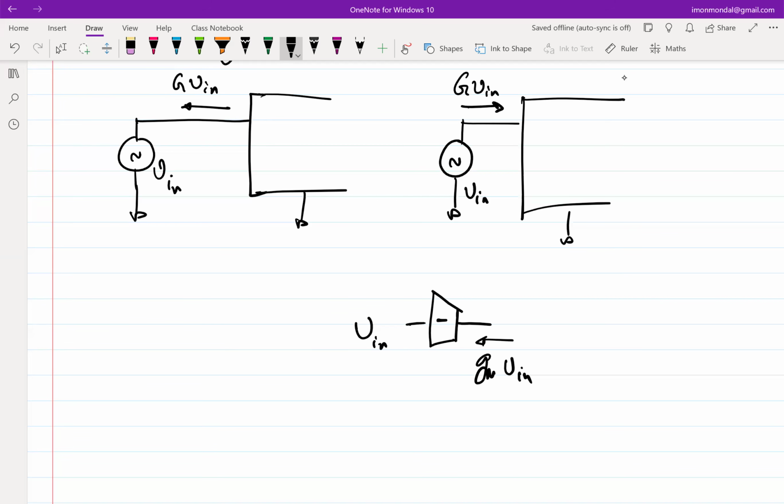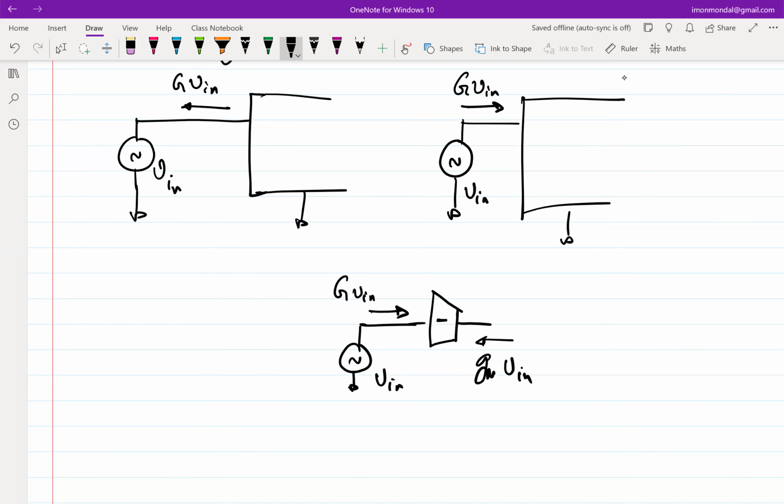So when we say that I want to get an impedance of G, if I put an incremental voltage source here, V in, the goal is to get a current in this direction which is equal to G times V in. This is the goal, right? So obviously this goal is not satisfied in this configuration because the input impedance is infinite, right?